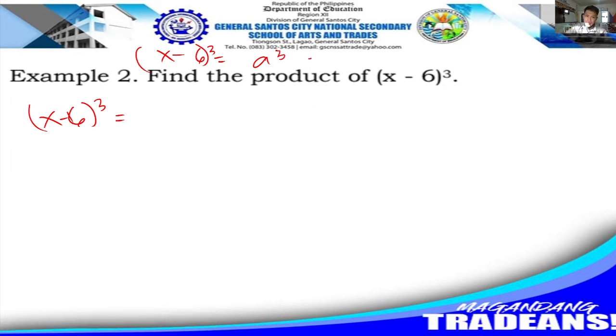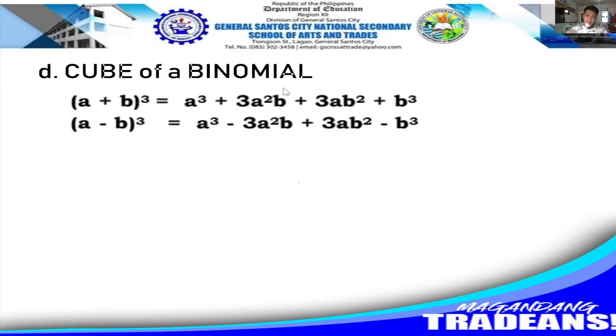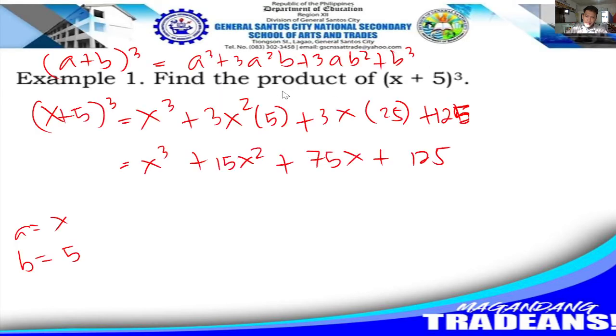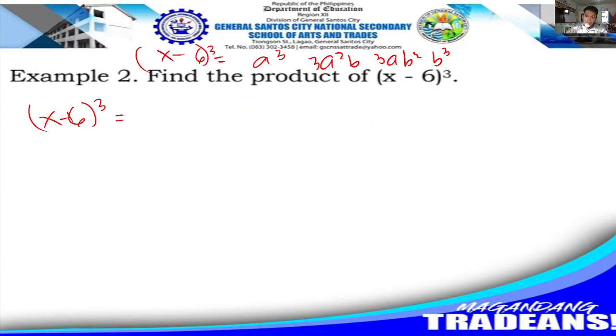So, 3A squared B, 3AB squared, B cubed. Okay, balikan natin ano yung formula. Minus, plus, and minus. So, yan po yung formula. So, we are going to follow that one. Our A here is X, and our B here is 6. Okay?